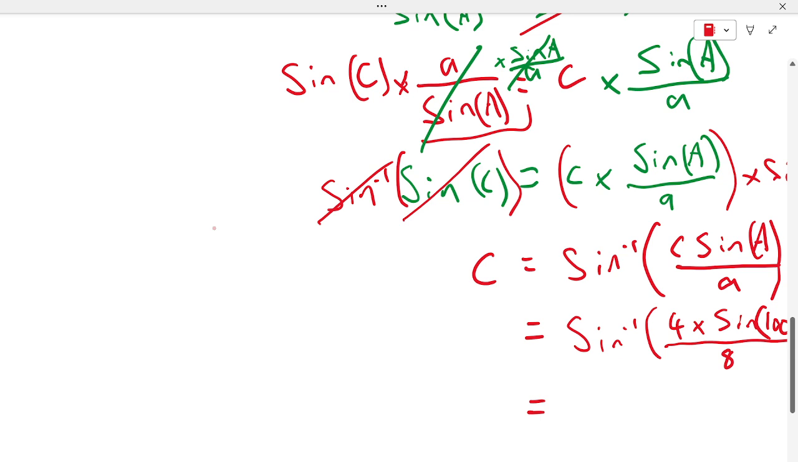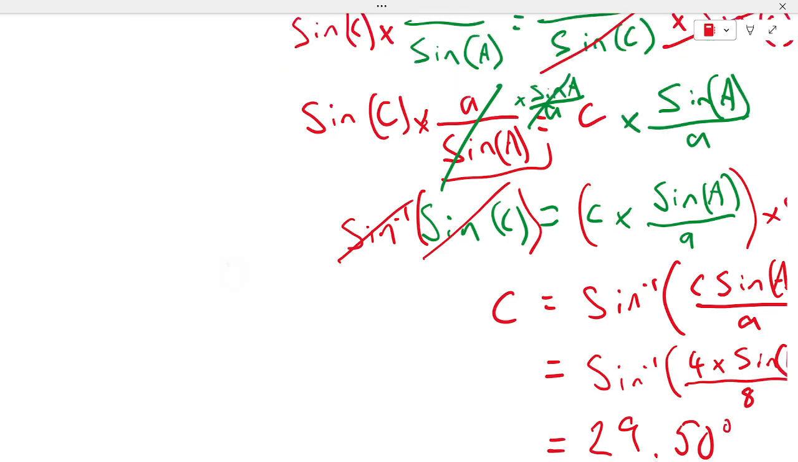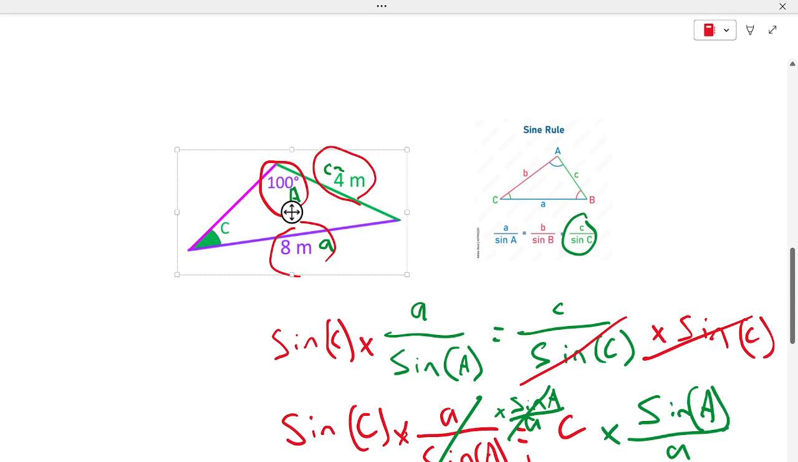Equals, and if we pop that into our calculator, remember to use your sine inverse function. It's shift and then sine, or you might have a second function button. That's 4 times sine 100 divided by 8. And that gives us 29.50. And it's degrees because it's an angle. And so we can label our angle 29.50.